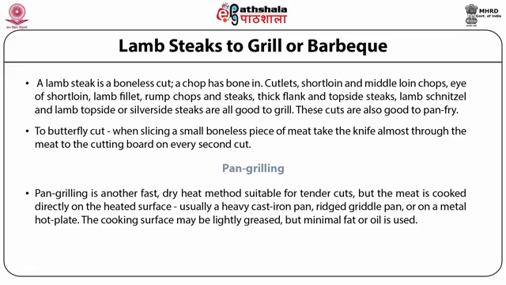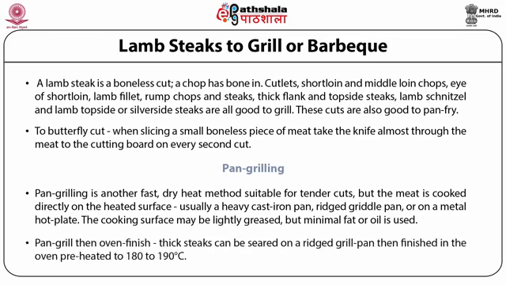The cooking surface may be lightly greased, but minimal fat or oil is used. This is not frying. Pan grill, then oven finish. Thick steaks can be seared on a ridged grill pan, then finished in the oven preheated to 180 to 190 degrees Celsius. The seared steaks placed on a tray in the oven must be turned halfway through the oven cooking.